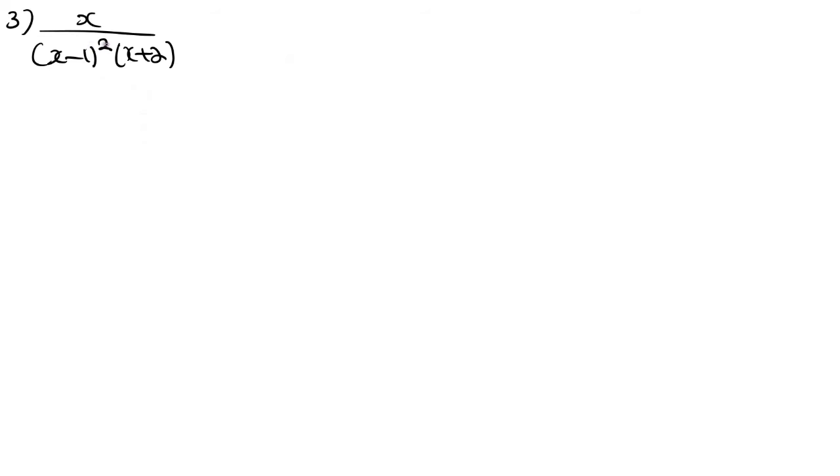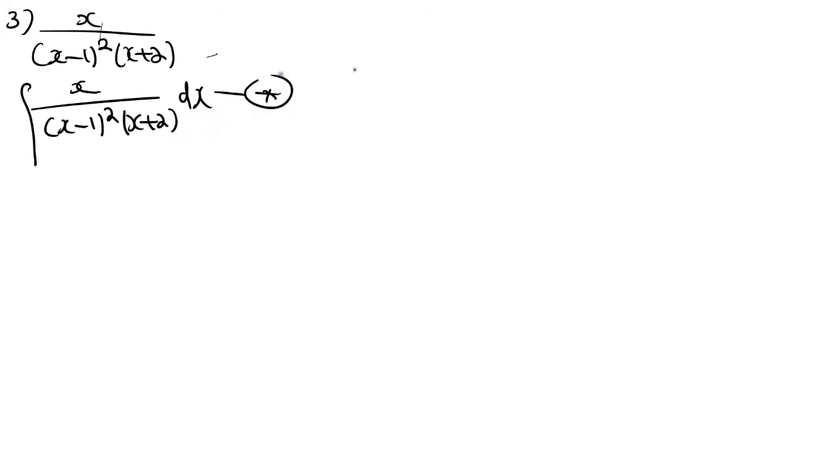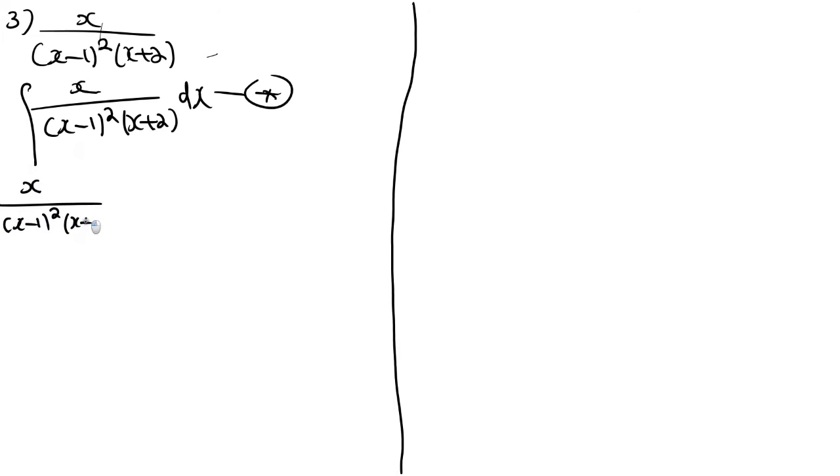See the next question. You need to integrate this one: x divided by (x minus 1) whole square into (x plus 2). Okay, so write the form: integration of x divided by (x minus 1) whole square into (x plus 2) into dx. Take it as equation star. First consider the rational fraction x divided by (x minus 1) whole square into (x plus 2).